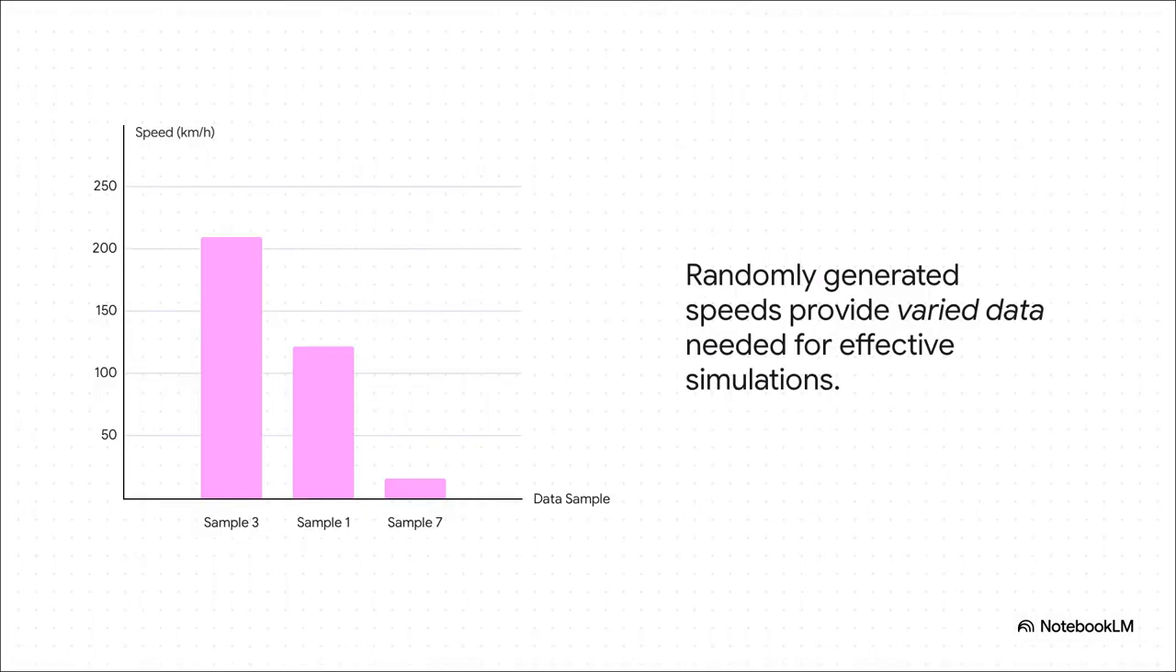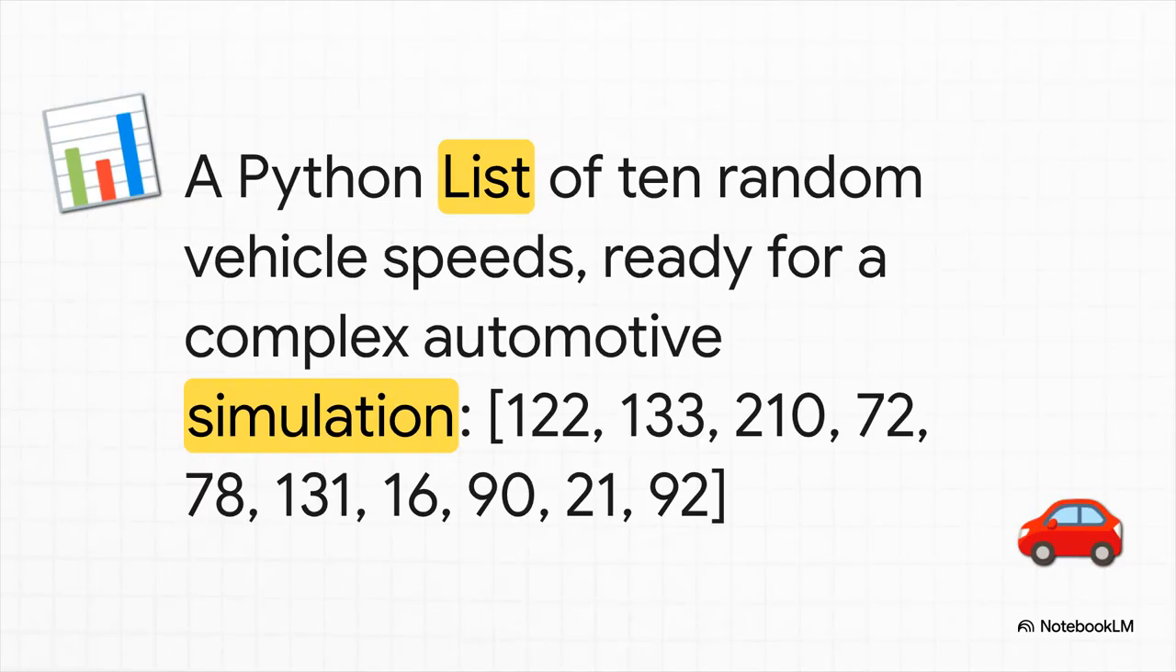That's it. And this shows you exactly what you get. After you run the script, you end up with a whole range of different speeds. You might get a high speed like 210 kilometers per hour, a normal cruising speed like 122, or maybe a really slow speed, like 16. It's exactly the kind of varied, random data that a simulation needs to be truly effective. And here it is, the final result from our script, a Python list holding 10 random vehicle speeds. We started with a simple idea, and now we have a concrete piece of data that's ready to be used in a complex automotive simulation.